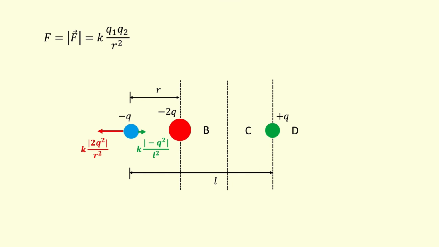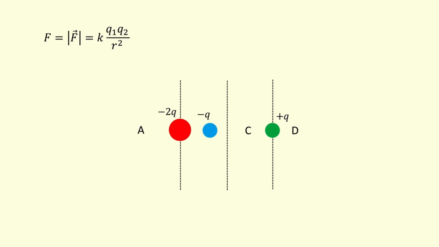And as we can see, the distance between blue and red is much smaller than the distance between blue and green. Also, the red has 2q charge. That means we can't find any location in region A in which these two vectors can cancel each other. In other words, region A is not correct.